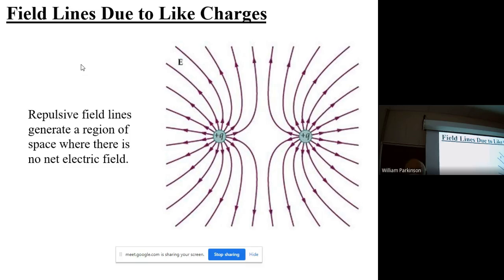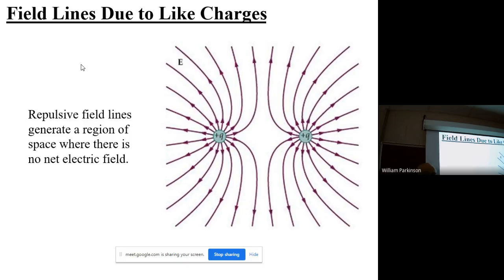And notice another interesting point about the like charge area. Between the two charges is a dead spot. What we could claim there is there's cancellation of the field. And what does that mean?